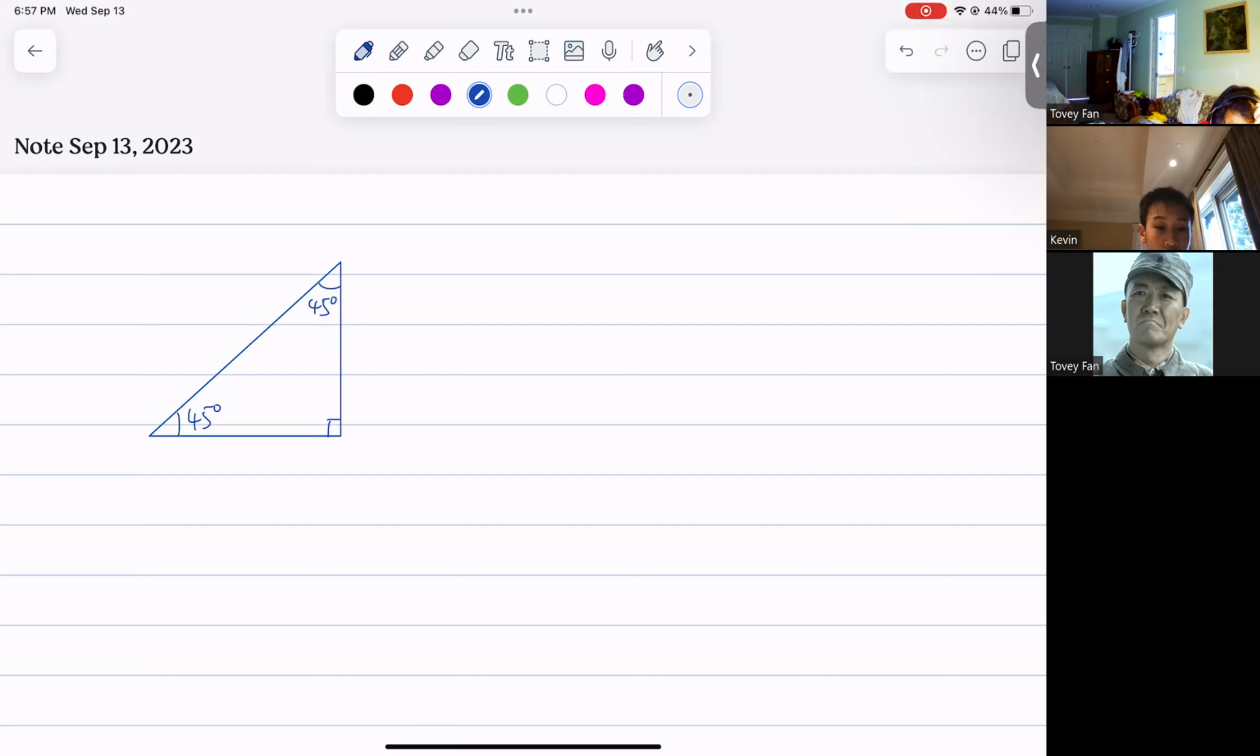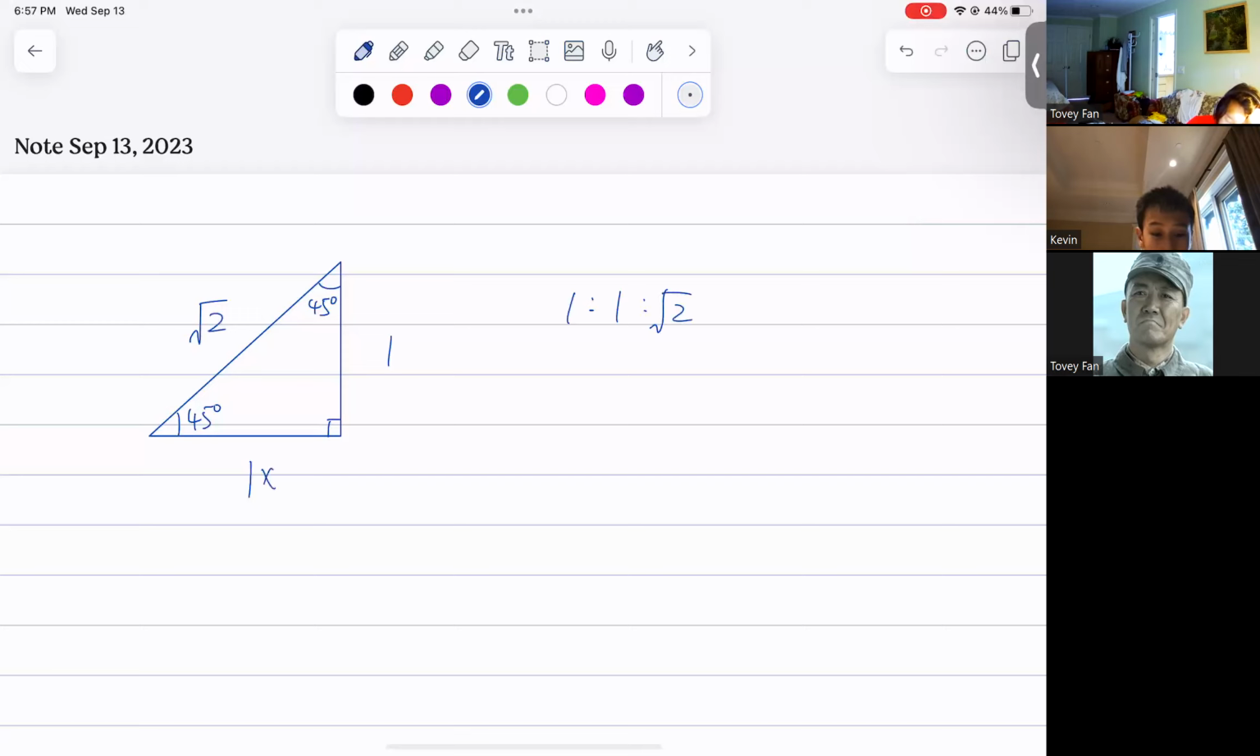Yeah, isosceles. So what is the ratio of the three sides? I heard one. Yeah, one and root two. Very good. It should be very simple, right? Because it's isosceles, if one side is one, then the other side is also one. Pythagorean theorem gives root two. Done. Correct? Okay, so the ratio is just 1 to 1 to root 2.